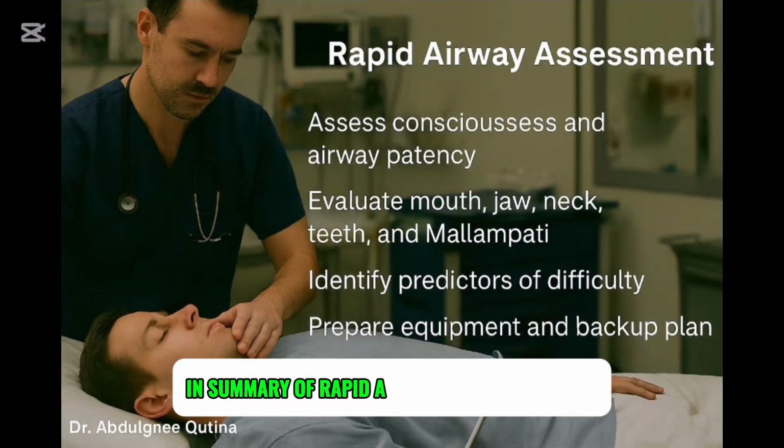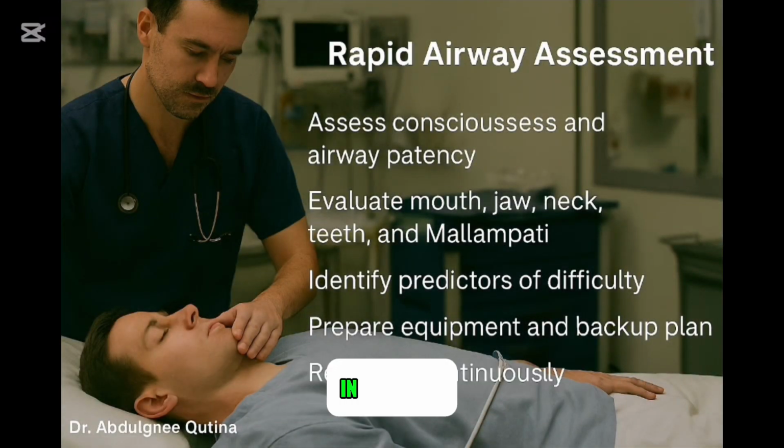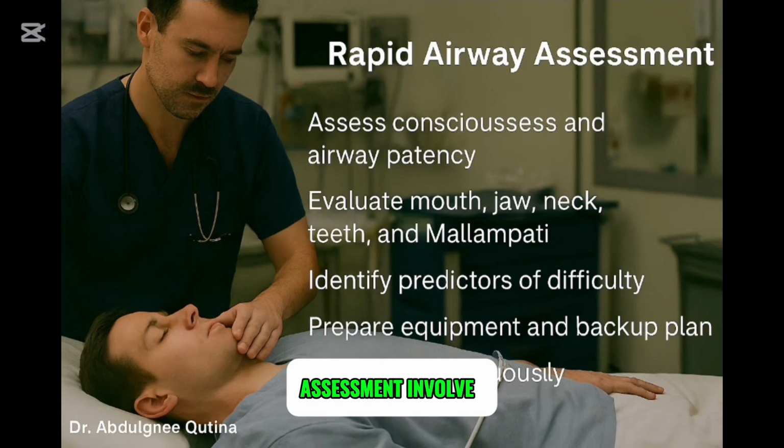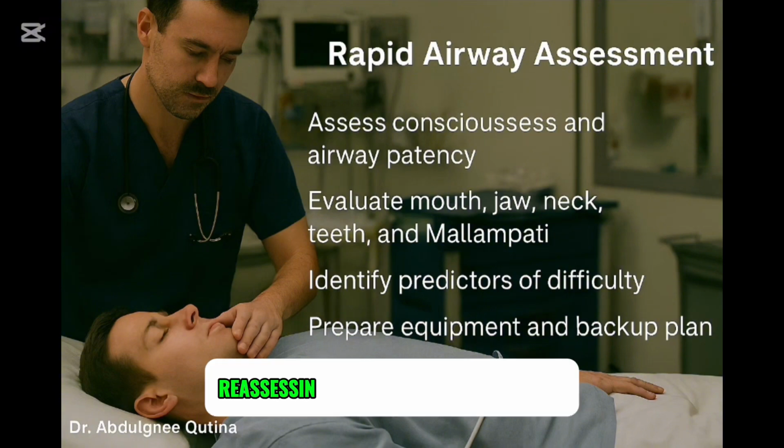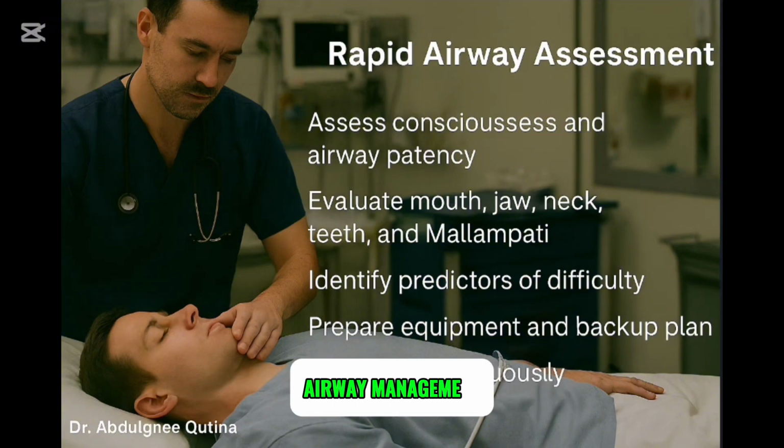In summary of rapid airway assessment steps. In summary, rapid airway assessment involves evaluating consciousness and airway patency, examining mouth, jaw, neck, teeth, and Mallampati score, identifying predictors of difficulty, preparing equipment with a backup plan, and continuously reassessing the patient to ensure safe airway management.